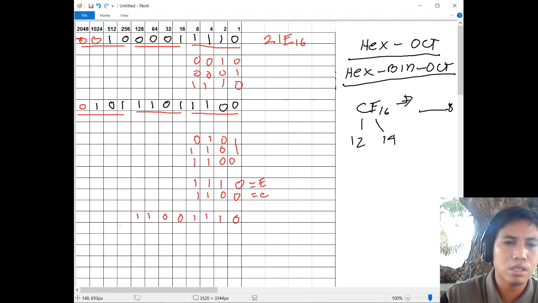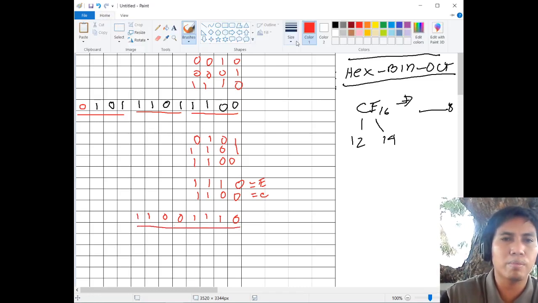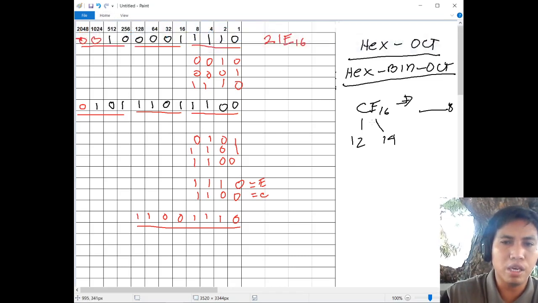Now this is the binary value of CE. Now we need to convert that one, this binary, into octal. So group them by 3.